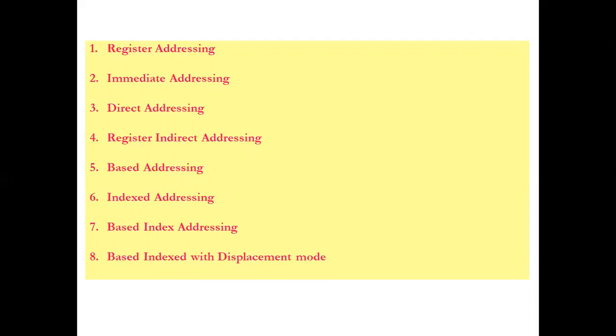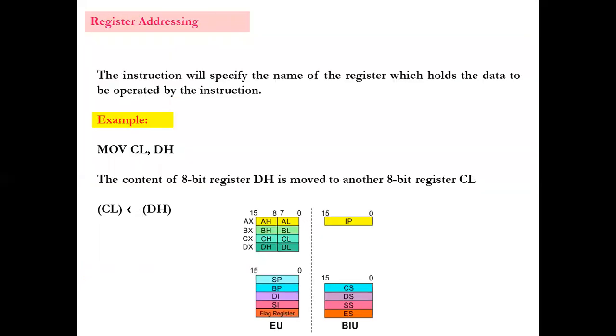The first one is the register addressing mode, then immediate addressing mode, direct addressing mode, register indirect addressing mode, base addressing, index addressing, base index addressing, and base index with displacement addressing. The first one is the register addressing mode. The instruction specifies the name of the register which holds the data to be operated on by the instruction. That means the register is the source of an operand for an instruction.